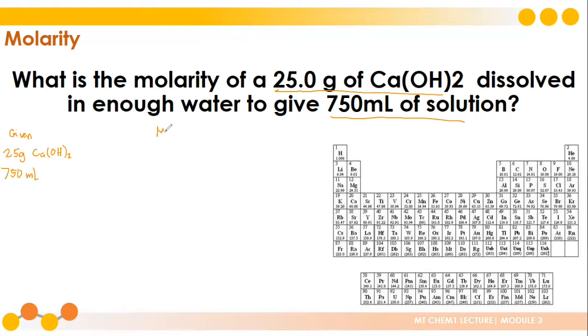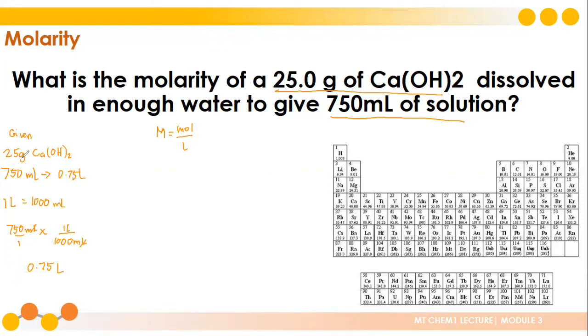With our formula, which is molarity is equal to moles divided by liters, none of our given follow the units of measurement used in the formula. So we have to convert them first. First, we have to transform ml to liters. The conversion unit is 1 liter is equal to 1000 ml. So all you need to do is multiply 750 ml times 1 liter over 1000 ml, then you will get 0.75 liters.